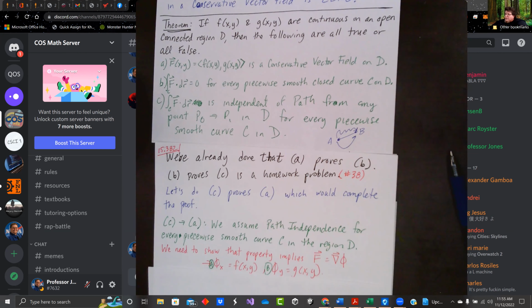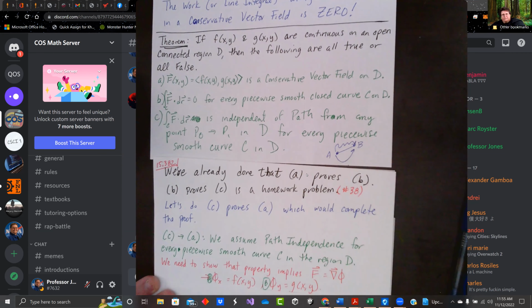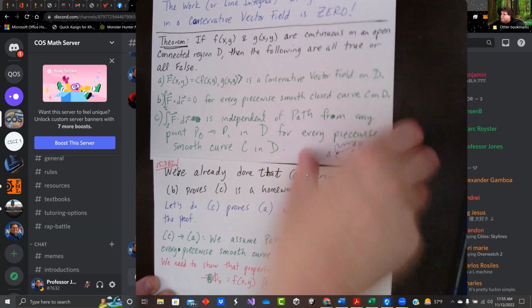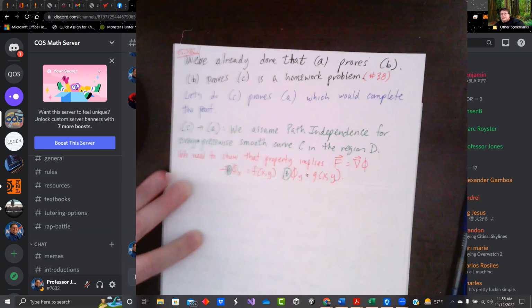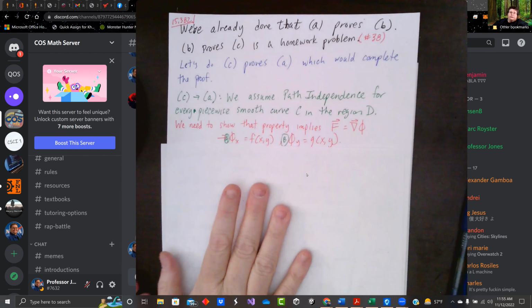Okay. So we have that theorem there. Again, pause it and write it down again if you need to. Take a look at the proof. We did A proves B in the last video. We saw that if it was conservative, we had phi of P0 minus phi of P0 equals 0.